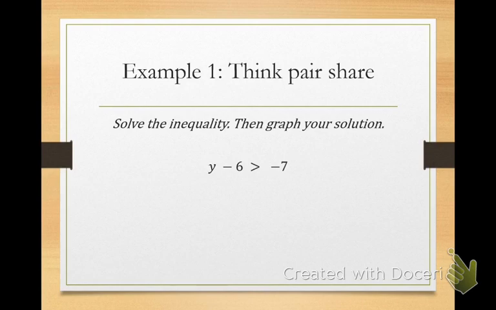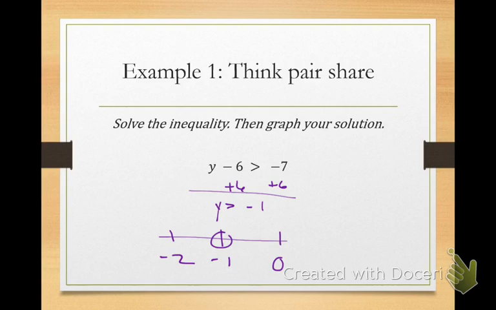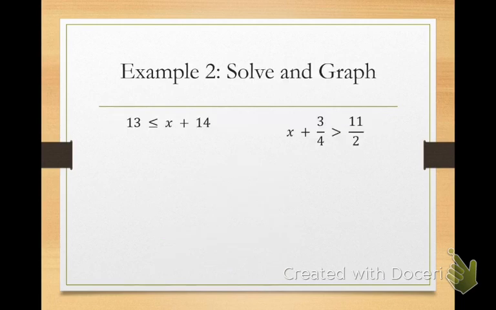All right, class, what did you do to both sides to solve? Yep, add 6 to both sides. And what is negative 7 plus 6? Negative 1. Is it going to be an open dot or a closed dot? Open and arrow going to the right. Does your answer match that? Yes. Okay, awesome.